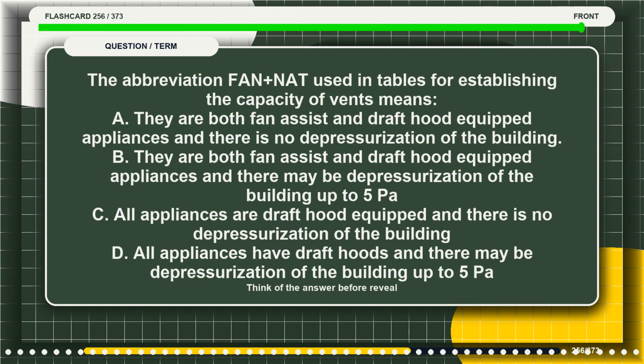Flashcard 256. The abbreviation FAN plus NAT used in tables for establishing the capacity of vents means: A. They are both fan assist and draft hood equipped appliances, and there is no depressurization of the building. B. They are both fan assist and draft hood equipped appliances, and there may be depressurization of the building up to 5 Pa. C. All appliances are draft hood equipped and there is no depressurization of the building. D. All appliances have draft hoods and there may be depressurization of the building up to 5 Pa. Think of the answer before the reveal.